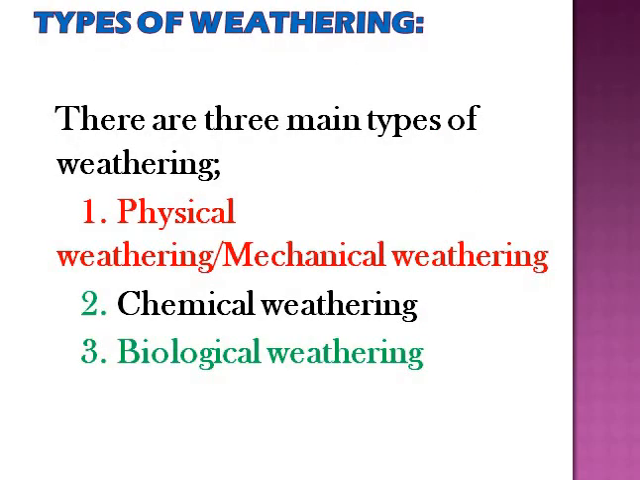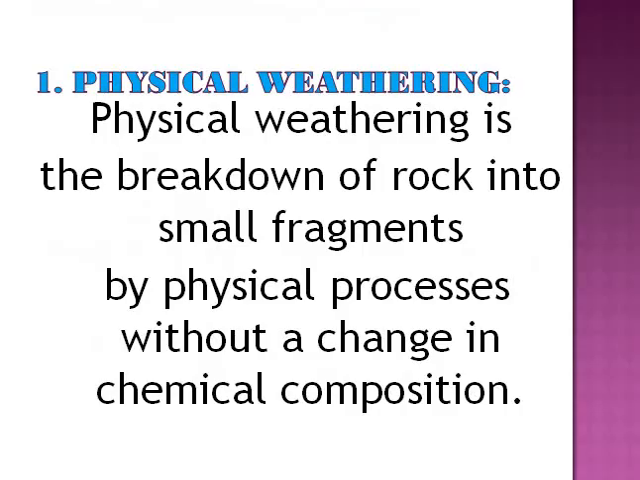Now let us look into types of weathering. There are three main types of weathering. Number 1. Physical weathering or mechanical weathering. Number 2. Chemical weathering. And number 3. Biological weathering. Coming to physical weathering.